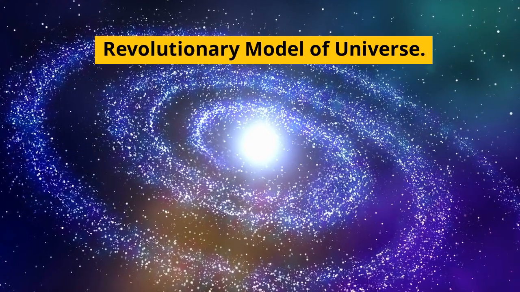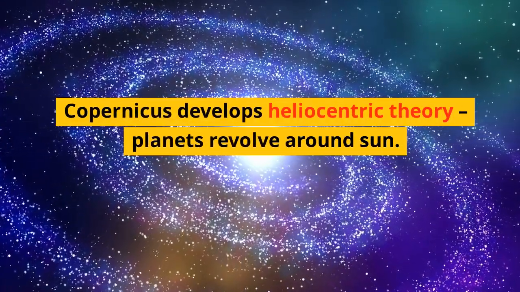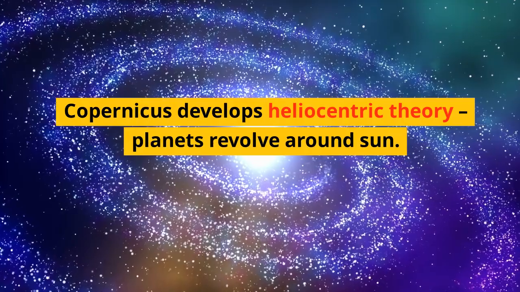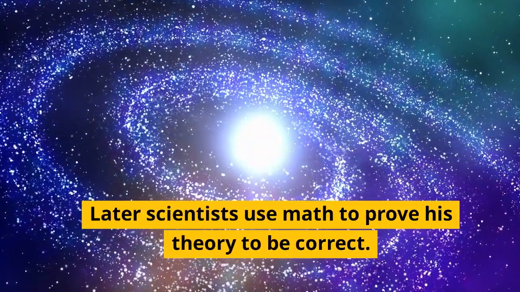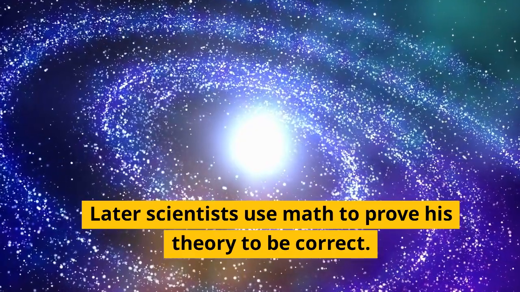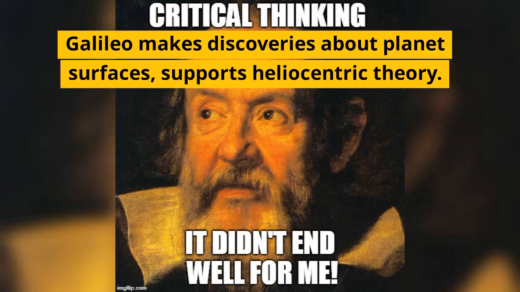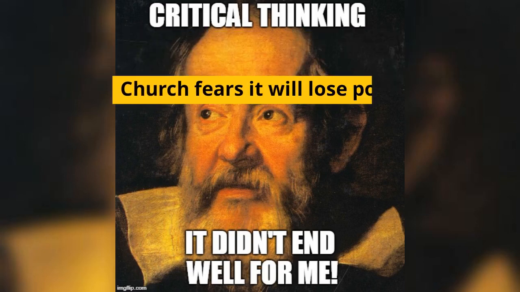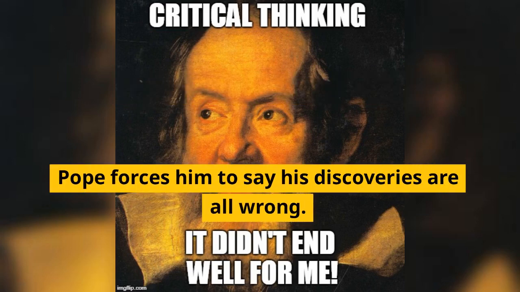Revolutionary model of universe. Copernicus develops heliocentric theory, planets revolve around sun. Later scientists use math to prove his theory to be correct. Galileo makes discoveries about planet surfaces, supports heliocentric theory. Church fears it will lose power. Pope forces him to say his discoveries are all wrong.